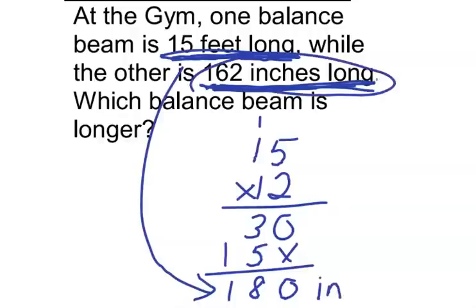Okay, and the other one is 162 inches. So which balance beam is longer? Well, the balance beam that is longer is the one that is 180 inches, which would be the 15 feet. Again, we could take 162 divided by 12, and we'd end up with 13.5 feet. 13.5 feet would be less than 15 feet, so no matter which way we did it, we would find our answer.